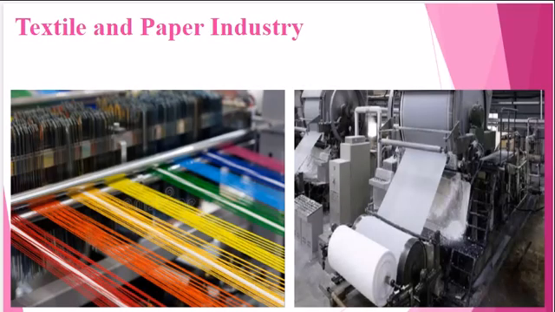systems. Textile and paper industry. The textile and paper industries rely on steam for processes like dyeing, drying, and fabric finishing. Steam's ability to provide large quantities of heat efficiently supports high-volume production, reducing operational costs and enhancing productivity.